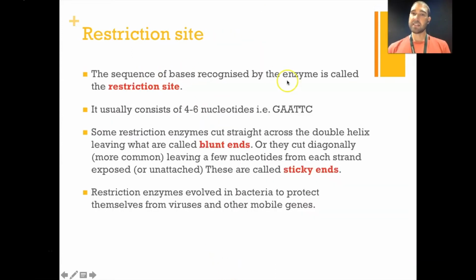So the sequence of bases is called the restriction site. It's usually 4 to 6 bases, and here's the GAATTC from EcoR1. Some cut straight across the double helix, and they leave blunt ends, or they can cut diagonally, and that's where we get those sticky ends.